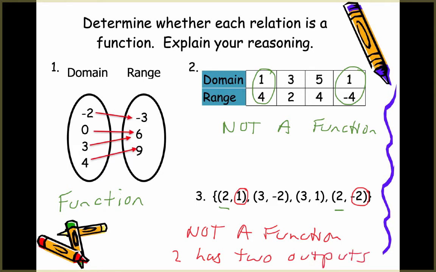And if you look at this, so does 3. 3 also has two outputs. 3 is going to -2 and to 1. We have two domain values that are going to different range values. So 2 has two outputs, 3 has two outputs. This is not a function.